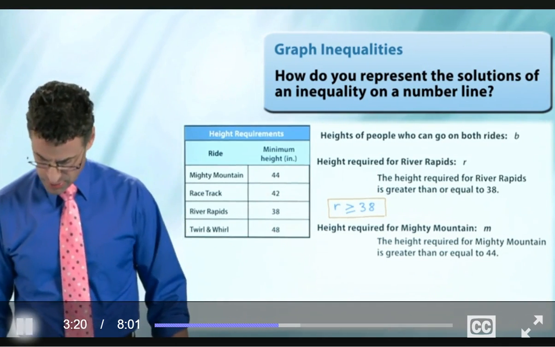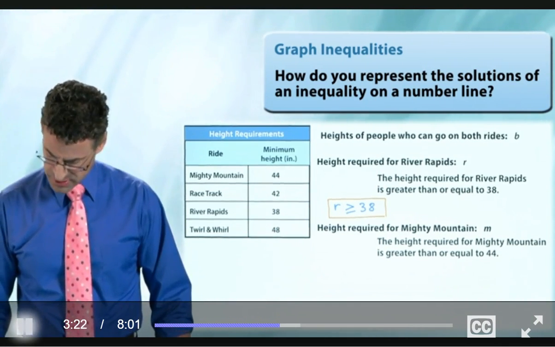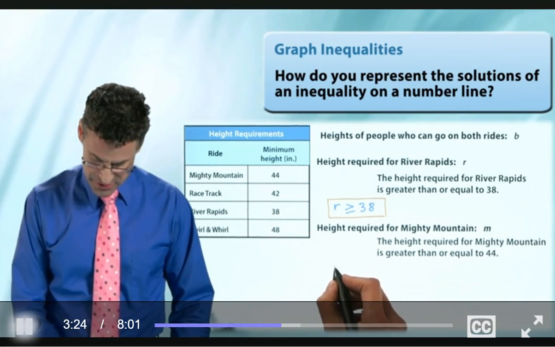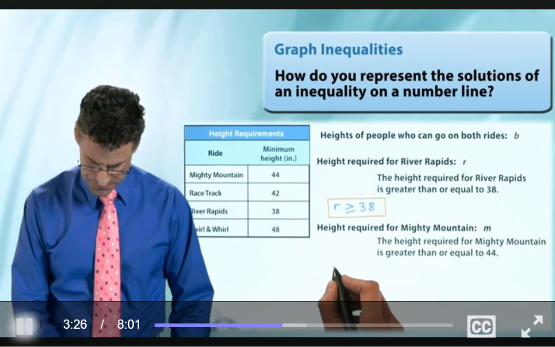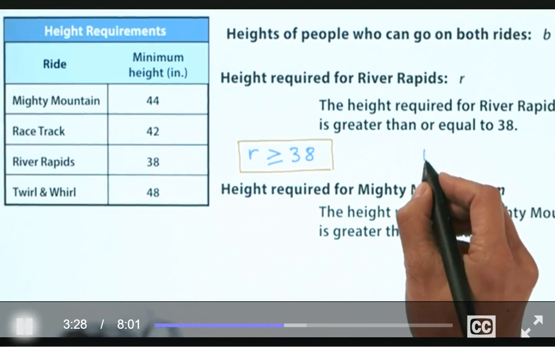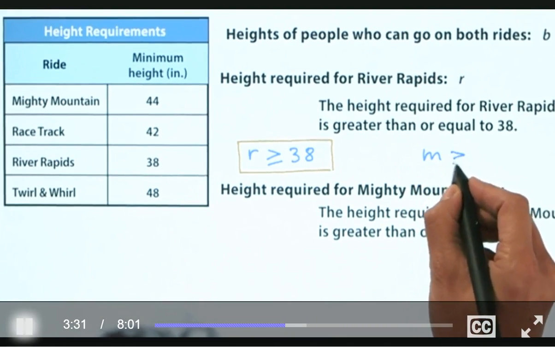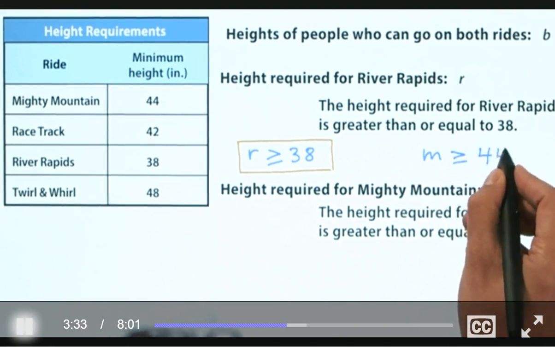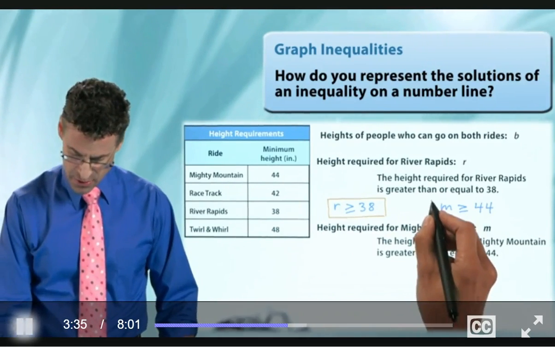So again, what would that inequality look like? We could say M would be greater than or equal to 44. And so that's the second inequality that we have.